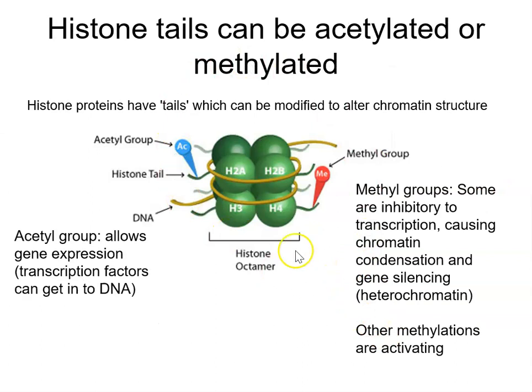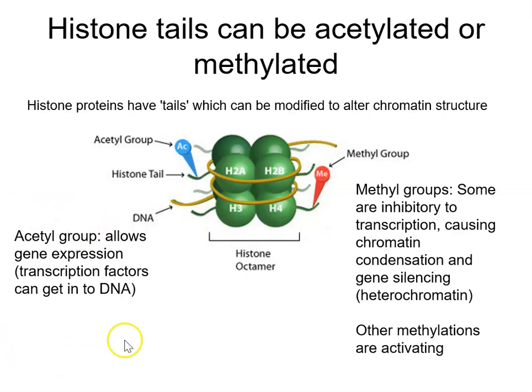And this is summarized quite nicely here. This shows the histone octamer core, showing DNA wrapped around it, and sticking out from these core proteins are what we call the histone tails. And these histone tails are regions of protein, the N-terminus of the protein, which sticks out a little bit, and this is what becomes either acetylated or methylated.